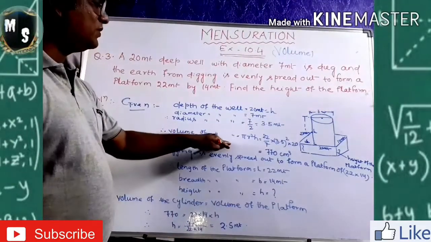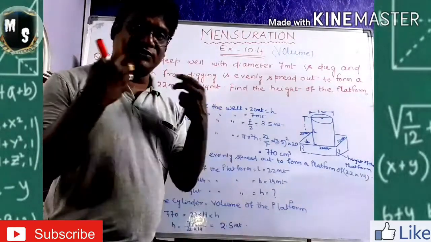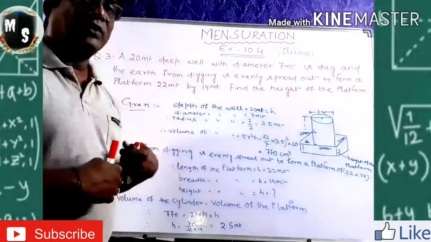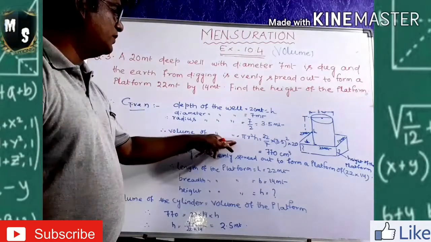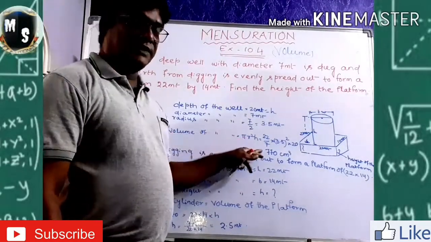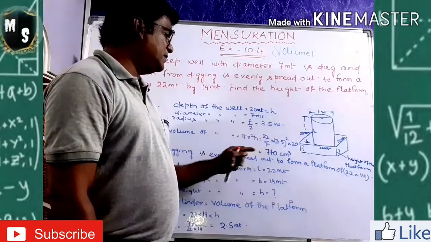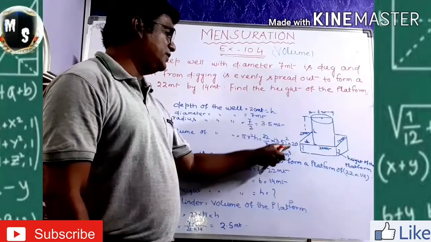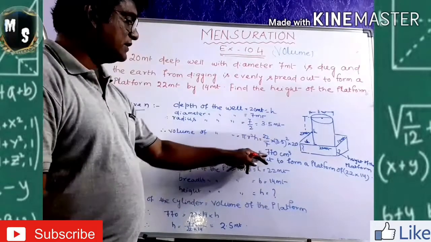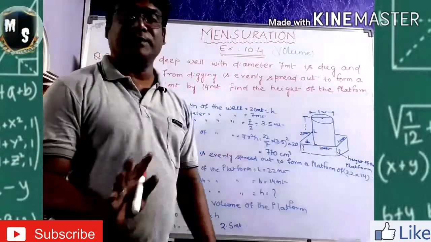Then calculate the volume of the cylinder. That means that much earth you are going to dig out from the well. So, that is the volume of the cylinder. What is that? Pi r square h. These formulas are very, very important. Please try to remember. This is 22 by 7 into 3.5 square into 20. Then after calculation, it is giving you 770 cubic meter.